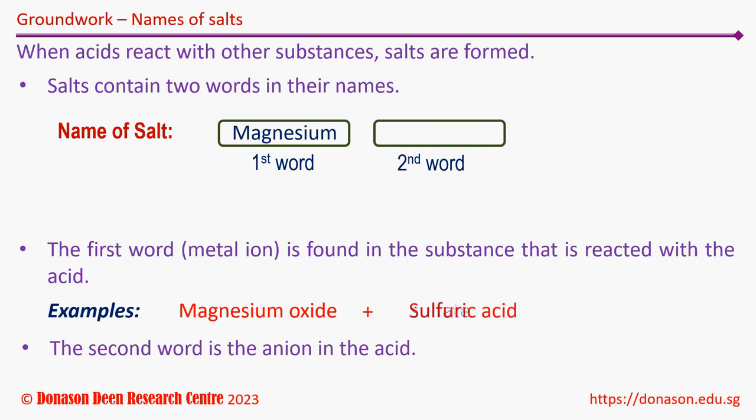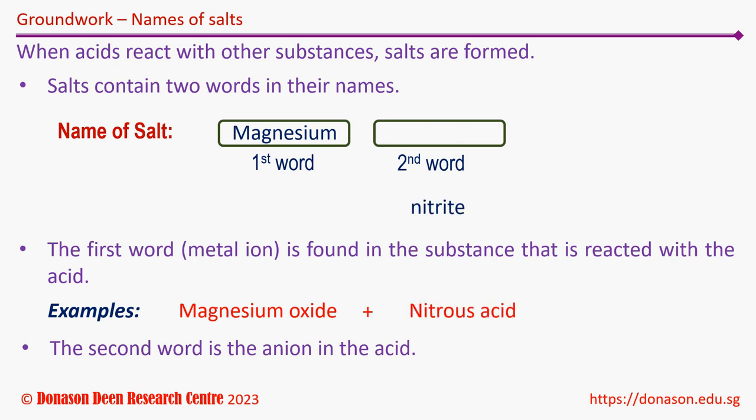Let's look at another example. If sulfuric acid is used with magnesium oxide, sulfuric acid is also known as hydrogen sulfate, so the anion found in sulfuric acid is sulfate. So the name of the salt formed would be magnesium sulfate. How about if I use sulfurous acid? The name of the anion in sulfurous acid is sulfite, so the salt would be magnesium sulfite.